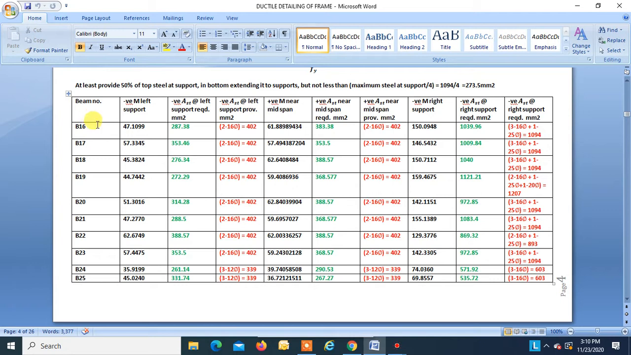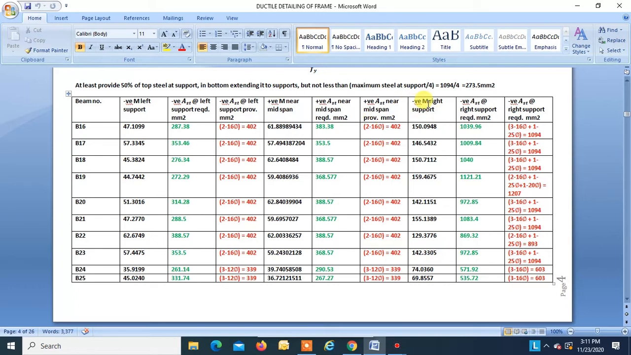Now this is the table. These are the beam numbers. This is the hogging moment, the negative moment at the left-hand support, which we found from analysis. This is the negative steel required for this moment at the left support, and this is the negative steel provided at the left support. This is the positive moment near midspan. This is the positive steel required, and this is the positive steel we have provided.